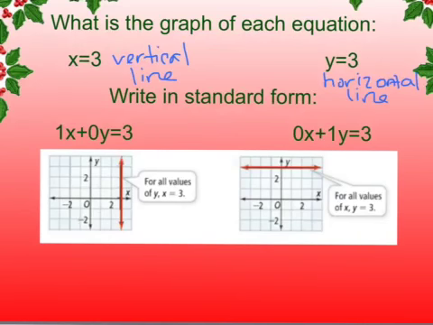Now, in standard form, since it's x equals 3, that means 1x plus 0y equals 3. And since it's y equals 3, it's 0x plus 1y equals 3. Now, obviously, when we write this, we simplify it down usually, but if it asks in standard form, this is how you would write it. And these are the 2 graphs. So just draw a sketch of each graph, but make sure you understand the concepts.